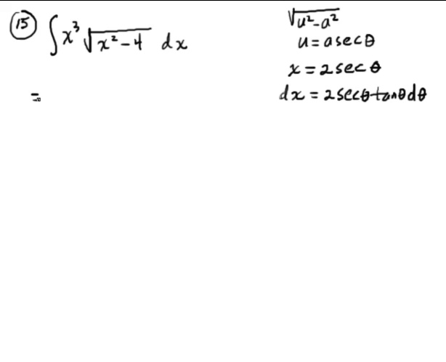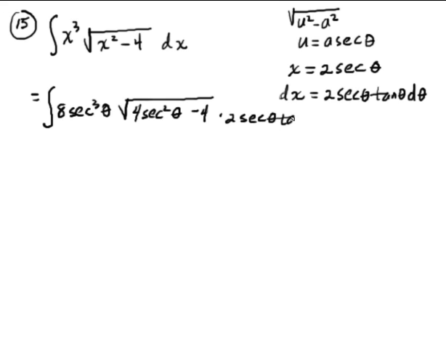All right, now we're ready to substitute. Cube this, and we have 8 secant cubed theta. Square this, and we have 4 secant squared theta minus 4. And for dx, we have 2 secant theta tangent theta d theta. Okay, now let's look at this. So this is 4 times secant squared theta minus 1, and secant squared theta minus 1 is tan squared theta. So underneath the square root, we have 4 tan squared theta. And now we'll take the square root.